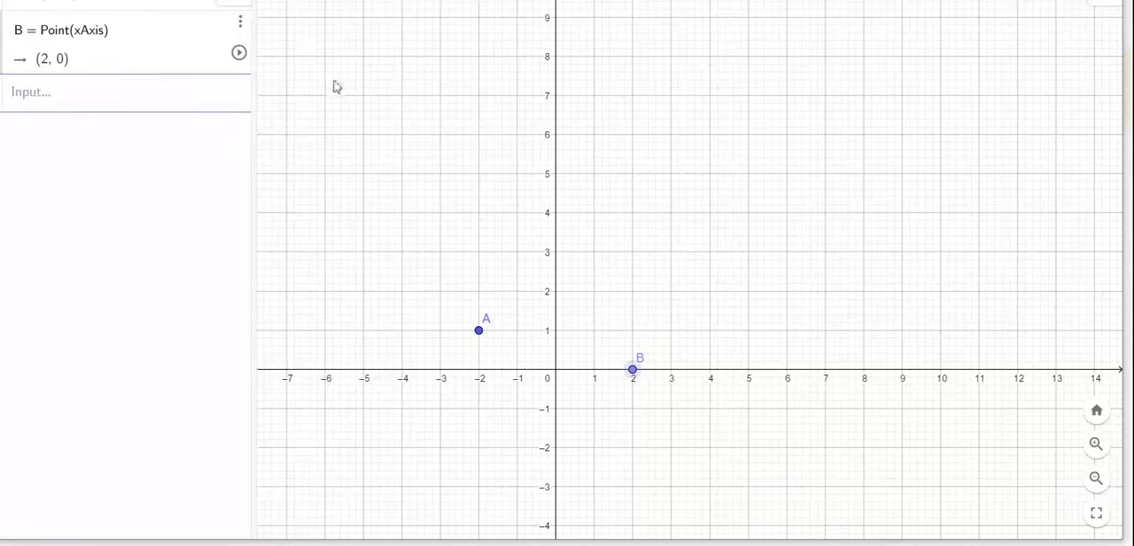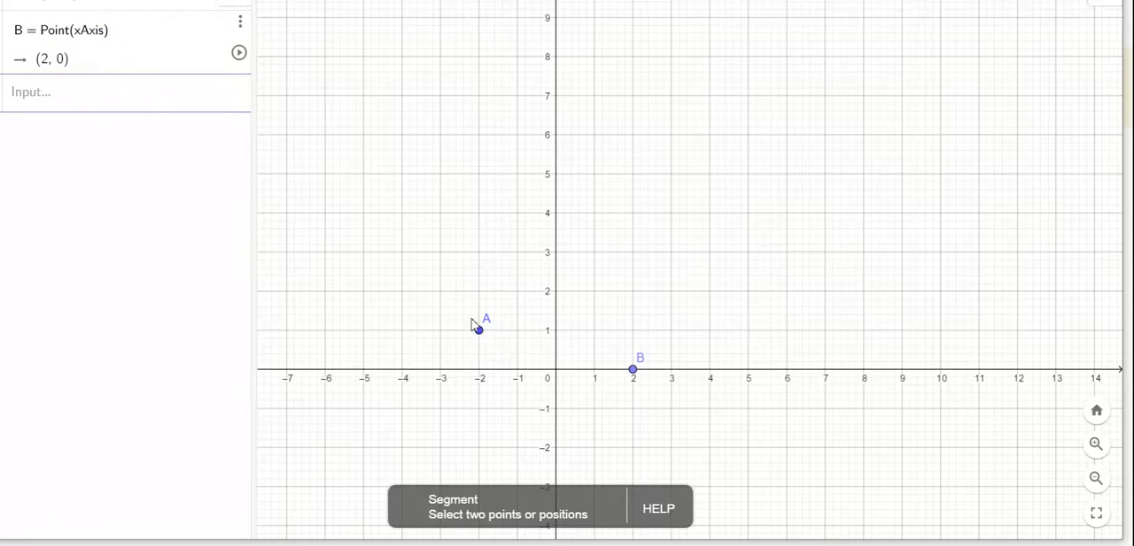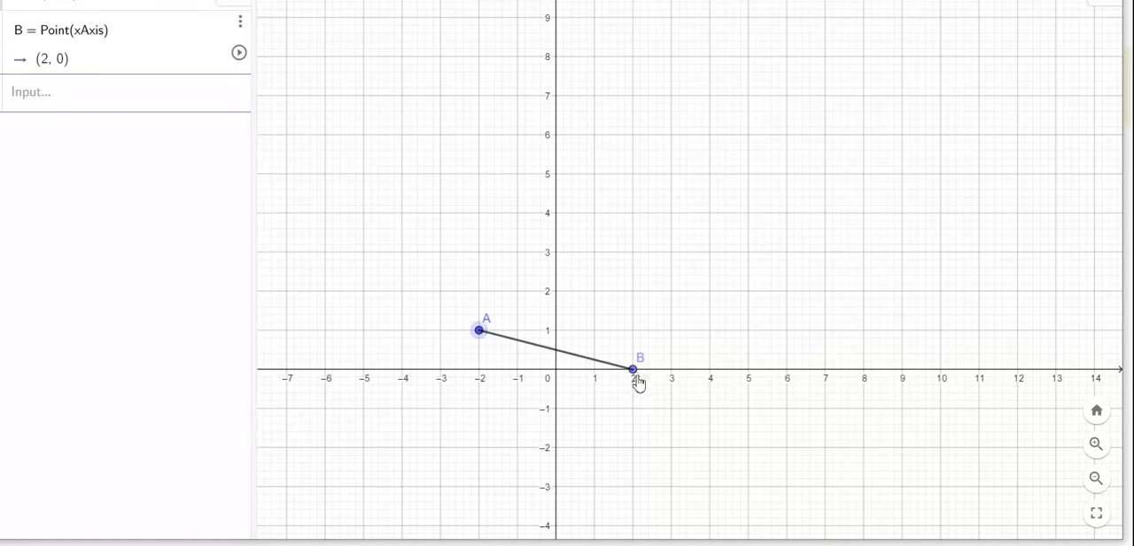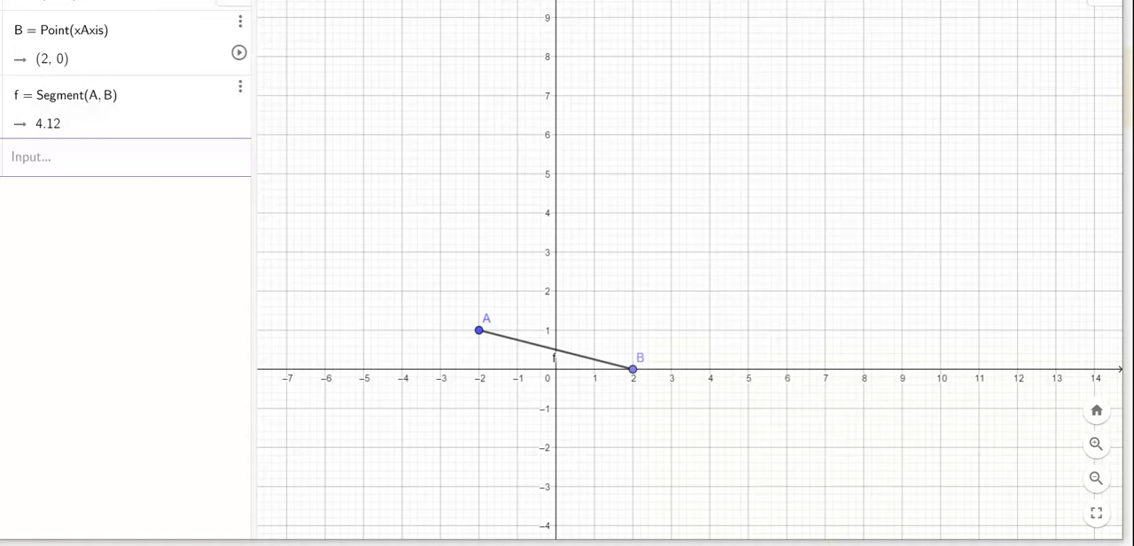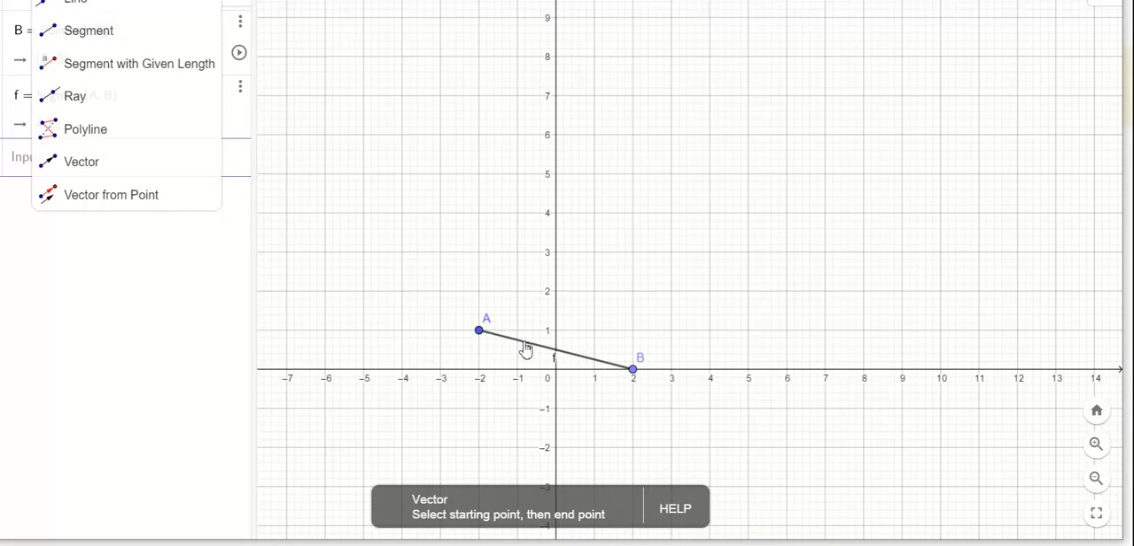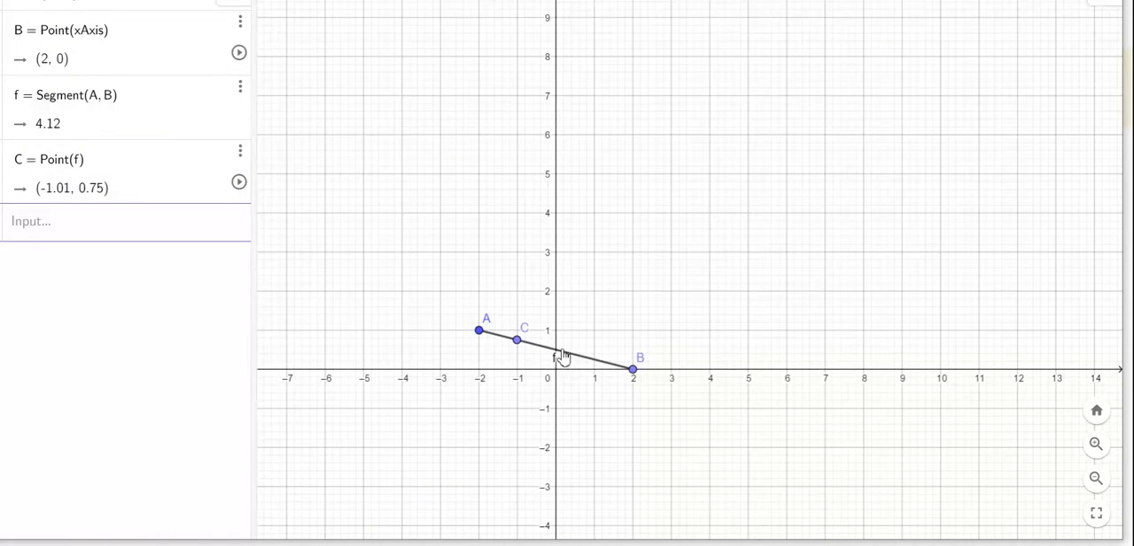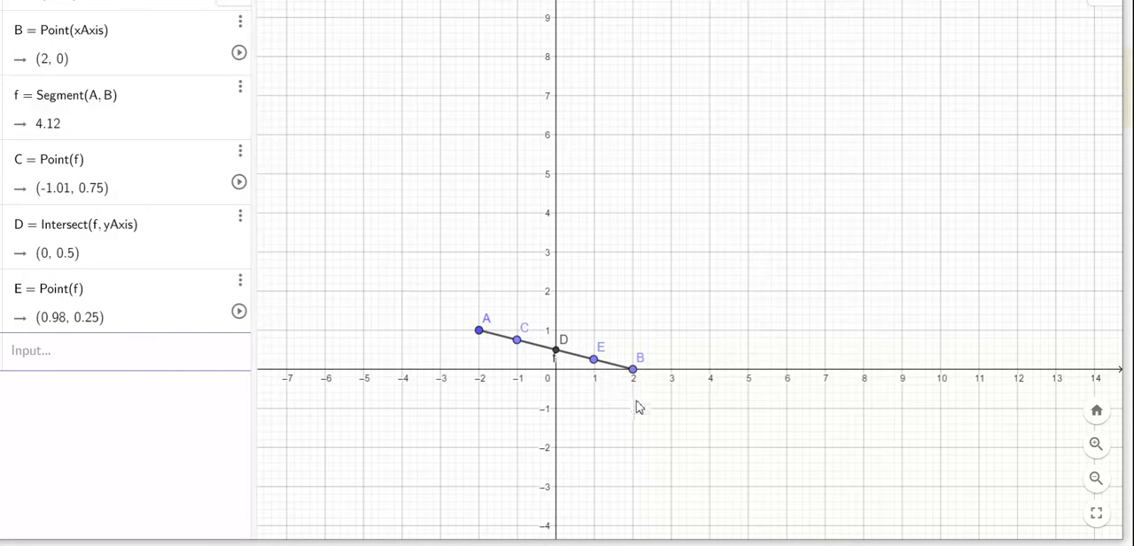Then what I'm going to do is draw a line segment between both points, like so. Now, you may not think of the other points here, but the other points are where it hits the line. So that's point C, that's point D, and that's point E. Saves you having to draw them all out individually.